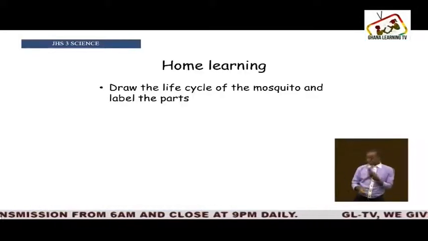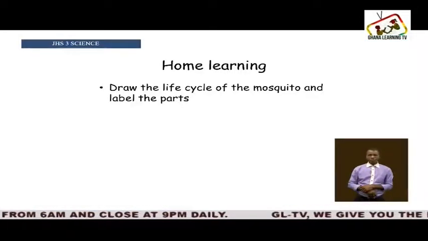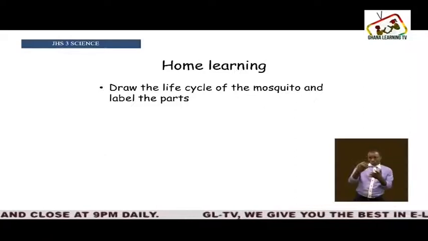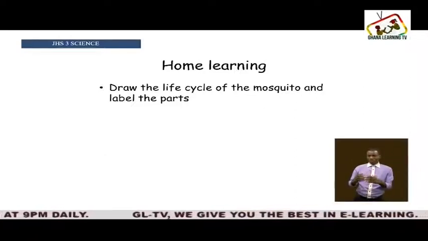Now, take your jotter and let's do the following exercises. 1, draw and label the life cycle of a mosquito. We are taking this home, this our homework for this activity. You draw and label the life cycle of the mosquito.